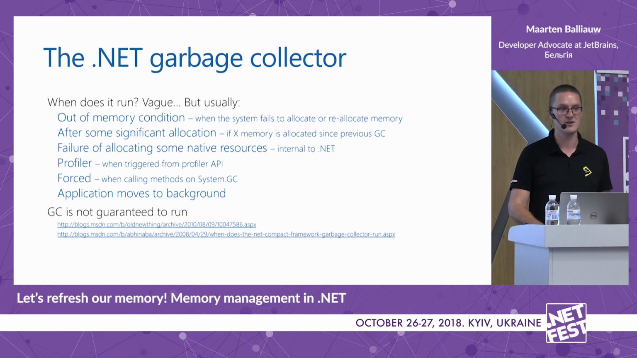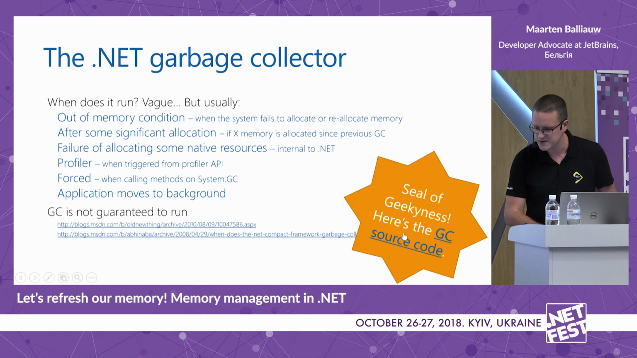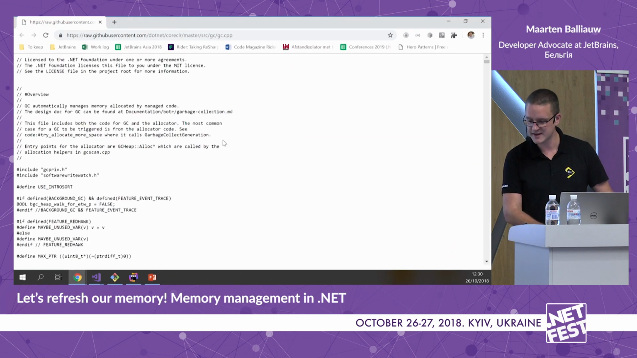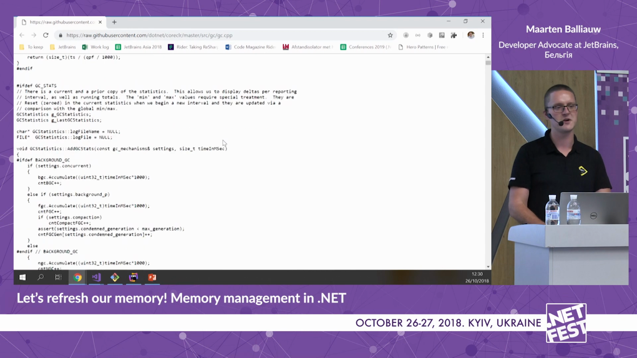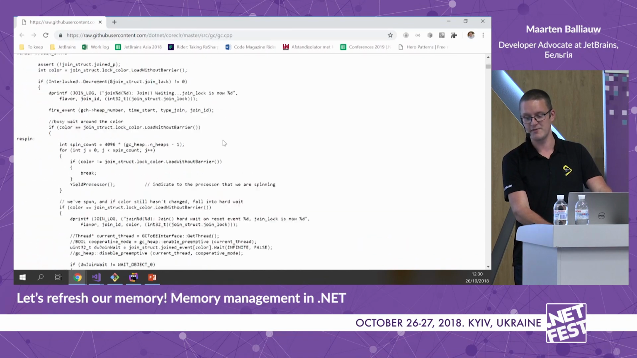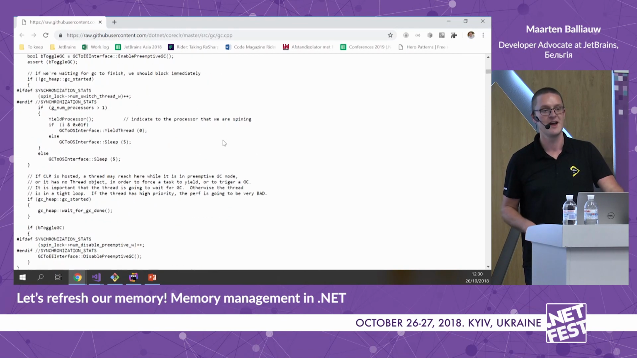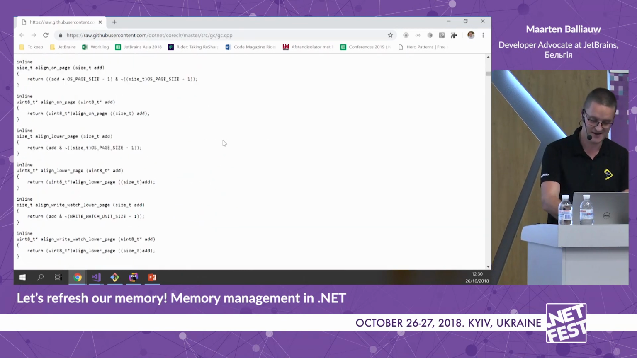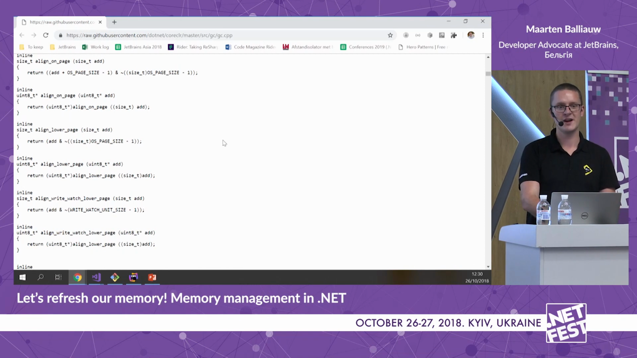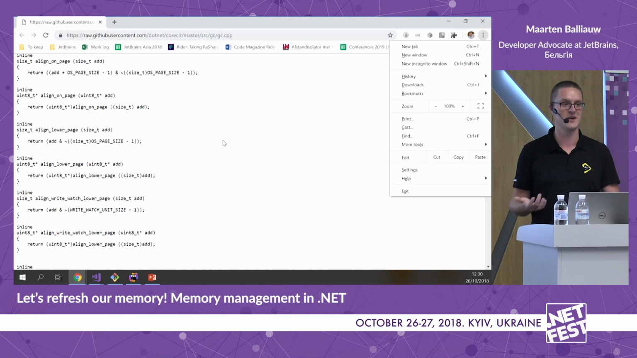Now, in case you want to see or discover when the garbage collector runs, the source code of the garbage collector is available online. If you go to GitHub, you will see that it's available, and I think it's about 60,000 or 40,000 lines of C++ code. So if you find when it really runs and what the real conditions are for the garbage collector to run, please tell me, I would like to know this. Also, if you want to write your own garbage collector in .NET Core, you can actually replace the garbage collector. So this could be a good starting point to write your own one, if you want.